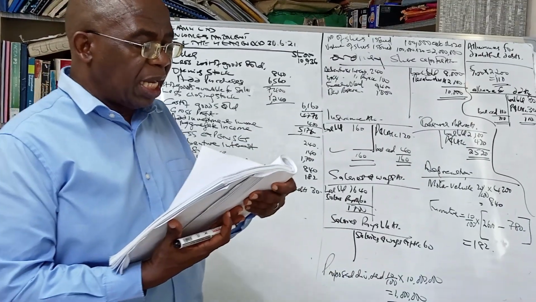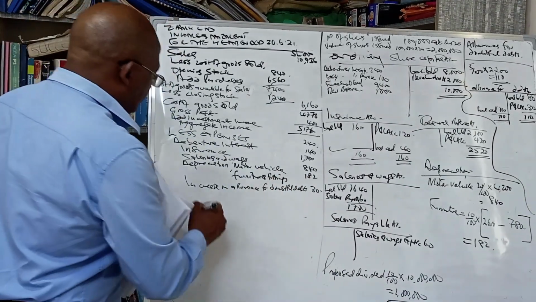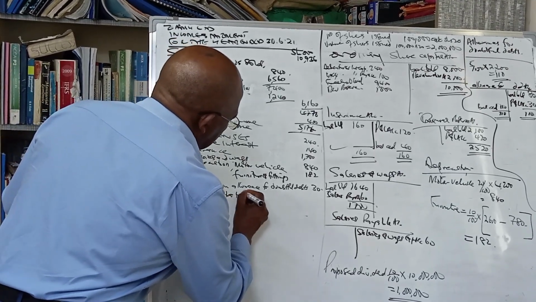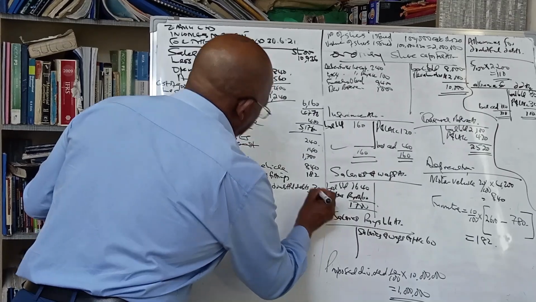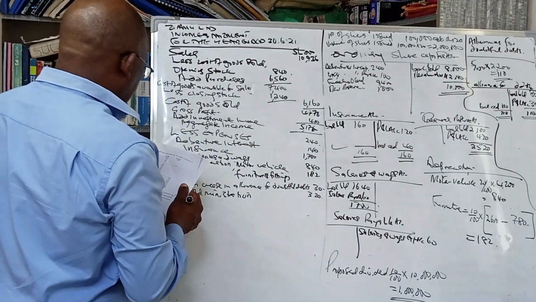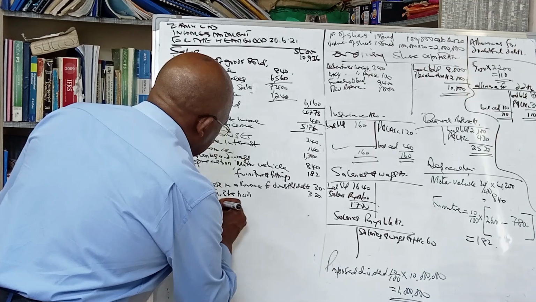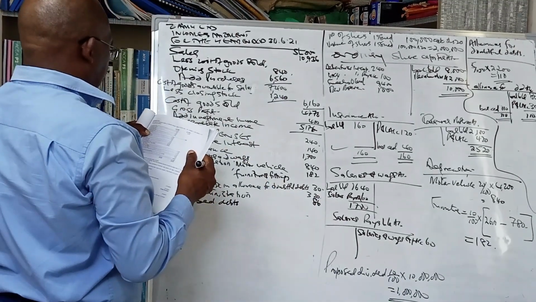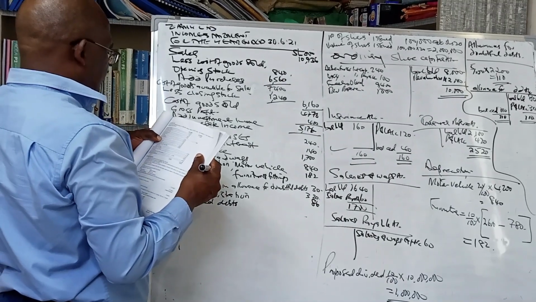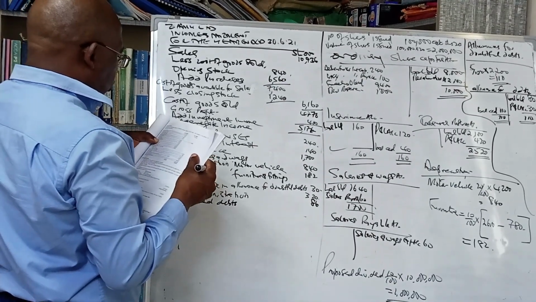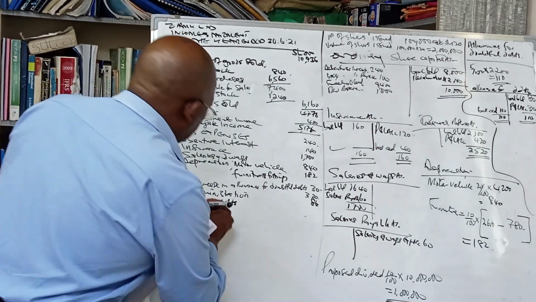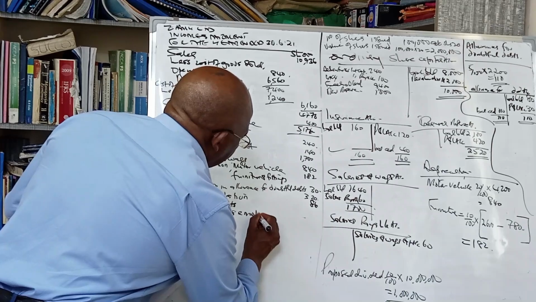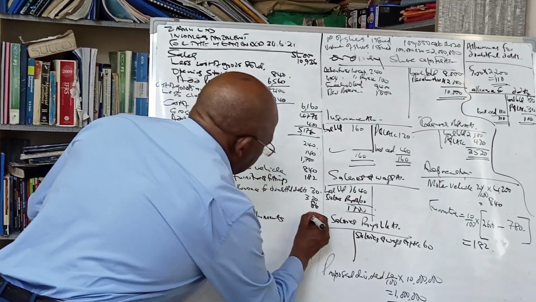For instance, there were administration expenses of 320 in the trial balance. Then bad debts written off, 86. Then the directors' emoluments, 240. Directors' emoluments, the payments to directors.